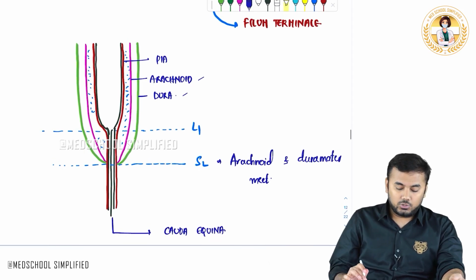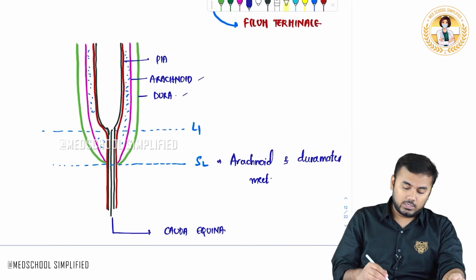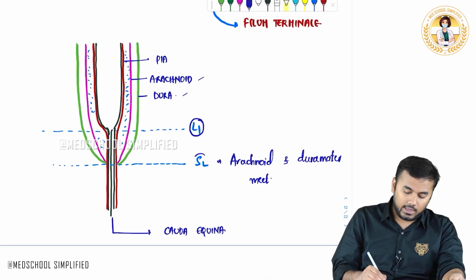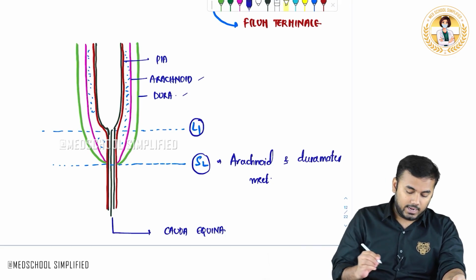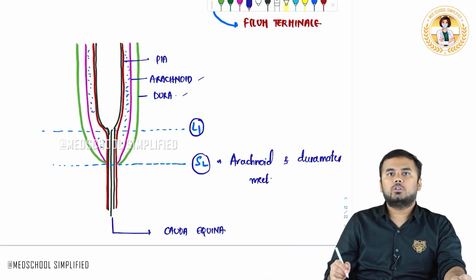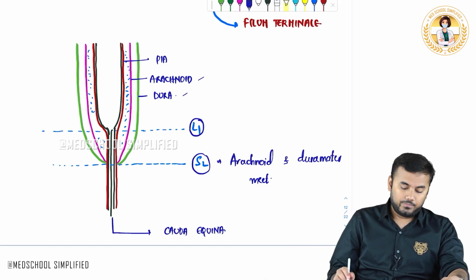So if someone asks you what is the best place to do a lumbar puncture, you have to tell them between L1 and S2. Wherever you do it in between that, the spinal cord is not injured over here.